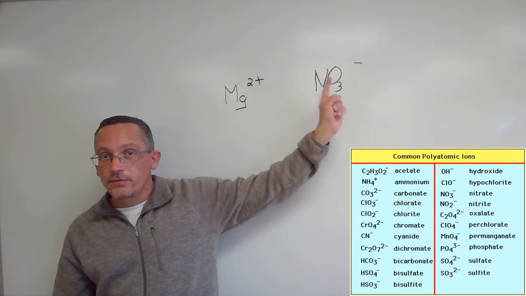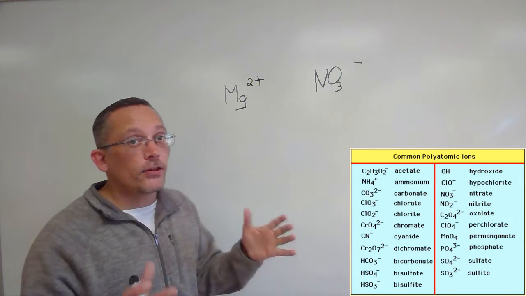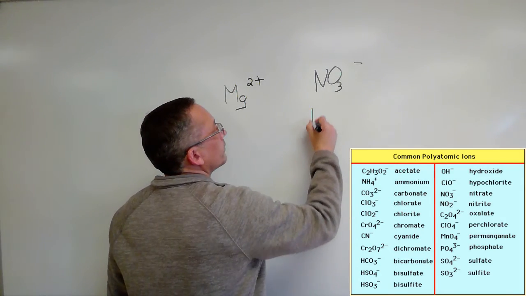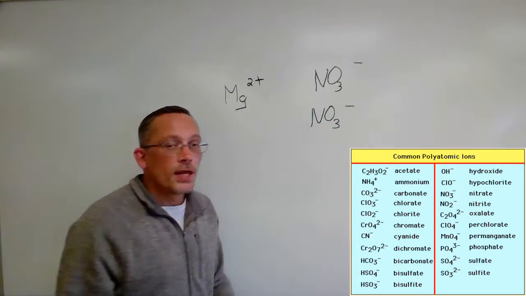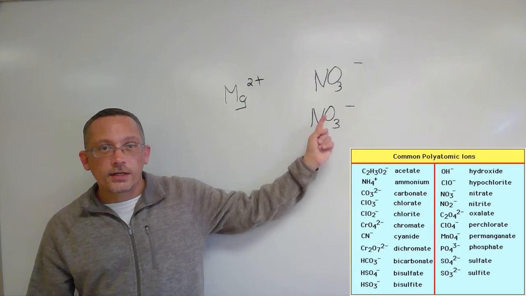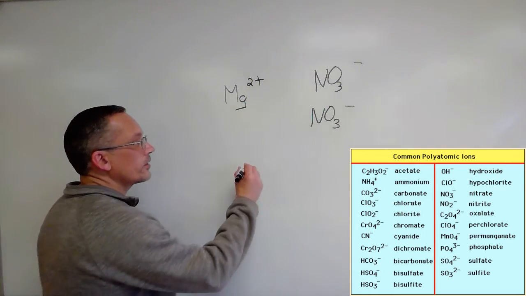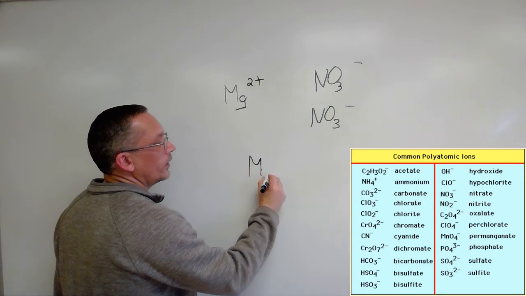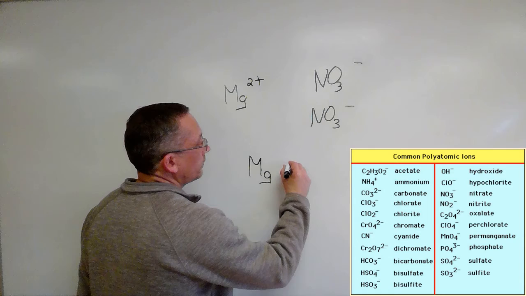So the charge is +2, the charge was -1. I'm going to need another one of these negatives. I need another nitrate. Now they balance. I got 2 positives and I have 2 negatives. So now we'll write the formula. We'll write that cation first. And since there's only 1, I'm not going to write 1. We'll write the anion next.